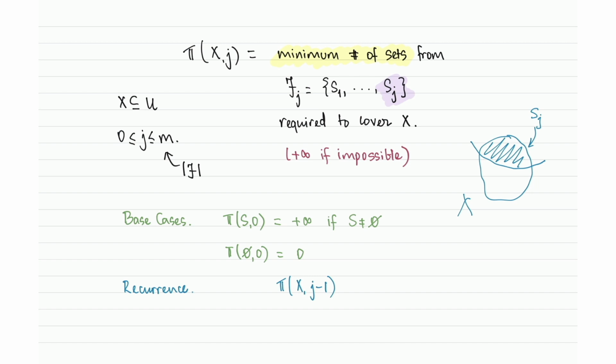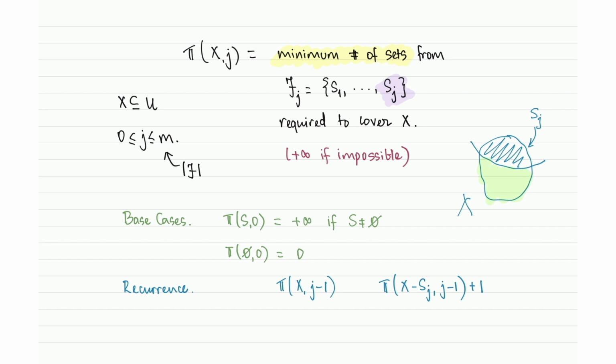So this rest of X is really just X minus Sj, and we already know the best way of covering X minus Sj using sets from S1 through Sj minus 1. So that's going to be the table entry corresponding to the pair X minus Sj, j minus 1, and our solution is going to be a combination of this solution along with the set Sj. So it's going to be whatever number you get from this table entry plus 1 to account for the fact that you have added the set Sj.